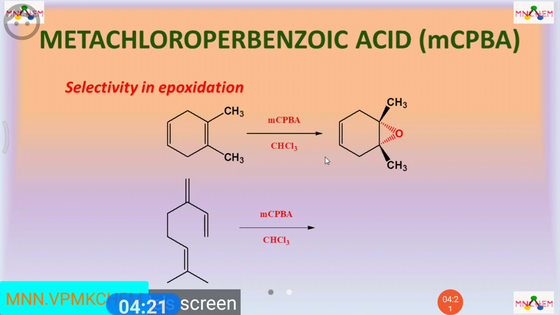When we have a substrate with an isolated double bond and conjugated double bonds, in such cases, regioselectivity in epoxidation is observed. The epoxidation of the isolated double bond takes place preferably over the conjugated double bonds.